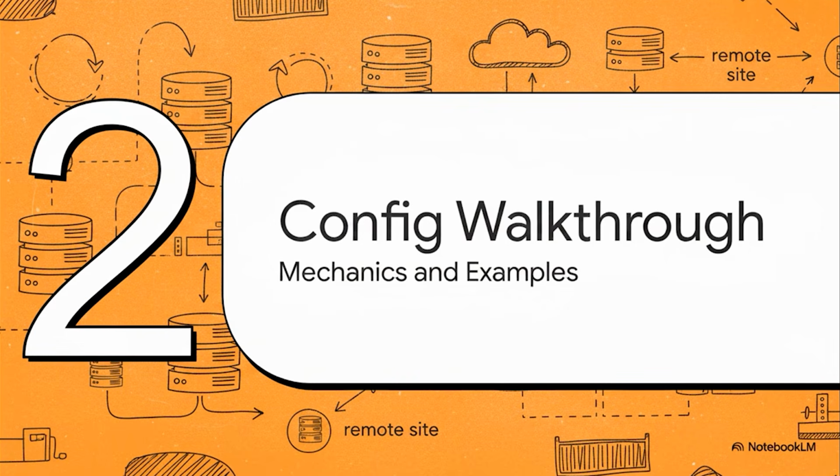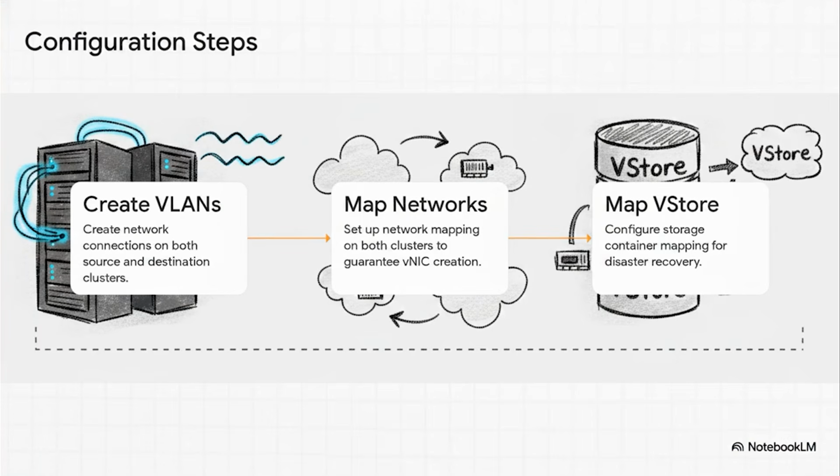All right, moving on to Section 2, Network and Container Walkthrough, focusing on the actual mechanics and examples. So how do we actually build this out? Network mapping is fundamentally a layer 2 process, and there's a very specific sequence. Step 1, you have to create your networks and VLANs on both the source and the destination clusters ahead of time. Step 2 is absolutely critical.